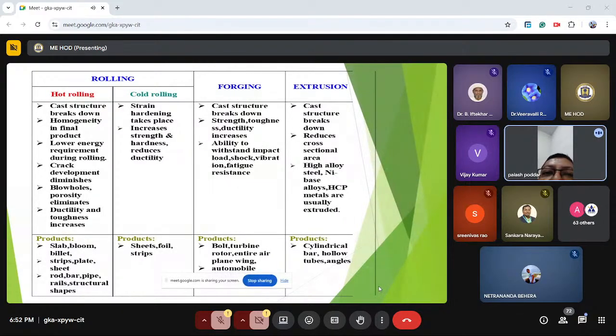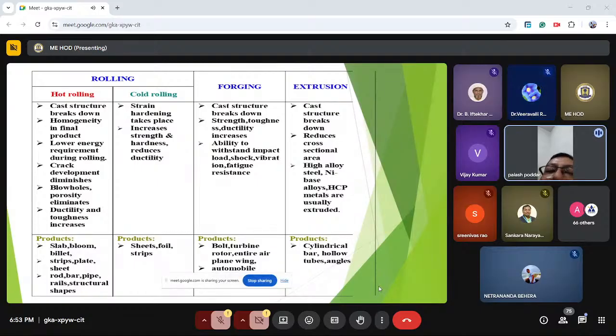In extrusion, the cast structure breaks down and the cross-sectional area reduces. High alloy steel, nickel-based alloys, and HCP metals are usually extruded. HCP means hexagonal close pack. Those have a smaller number of slip systems in the HCP structure, around the pyramidal and basal planes; it will deform along the basal plane. So that's why for extrusion, HCP material is very suitable.